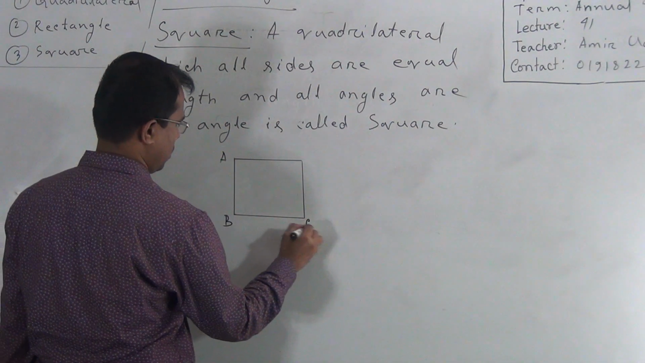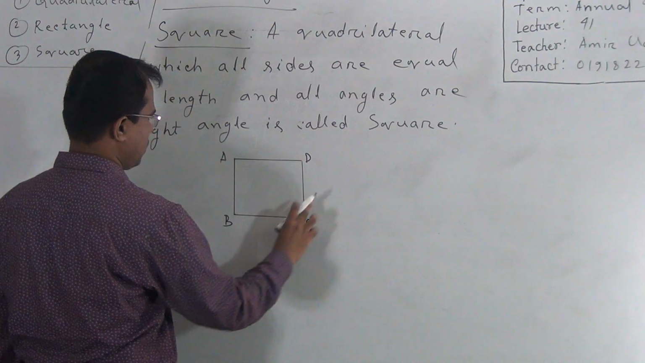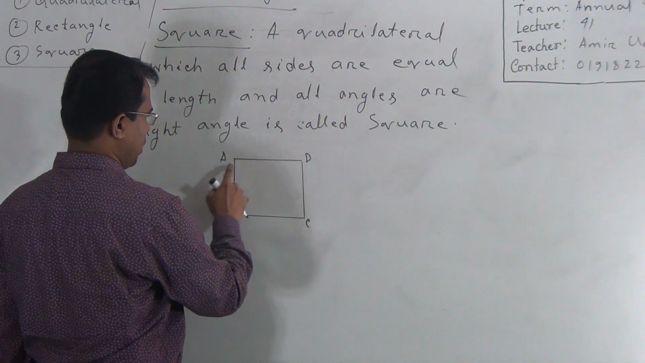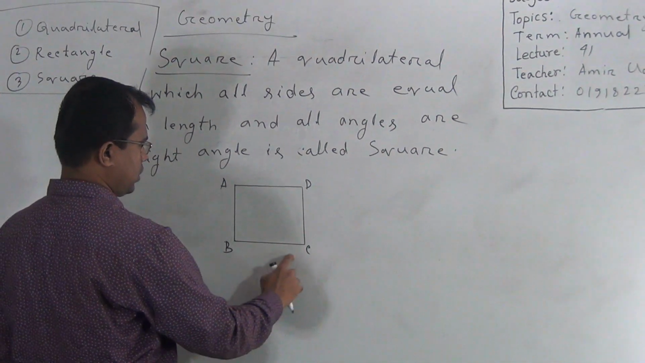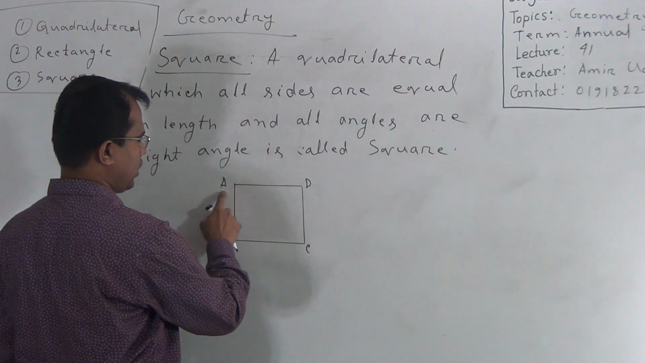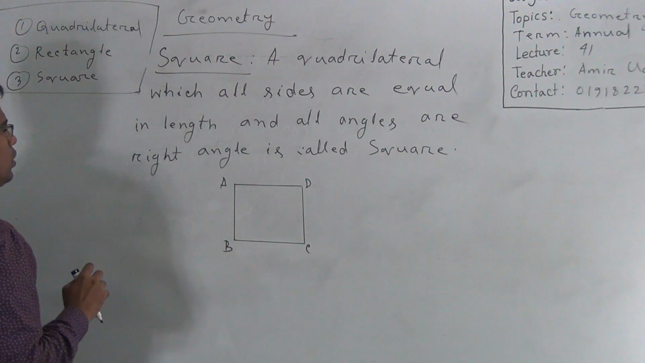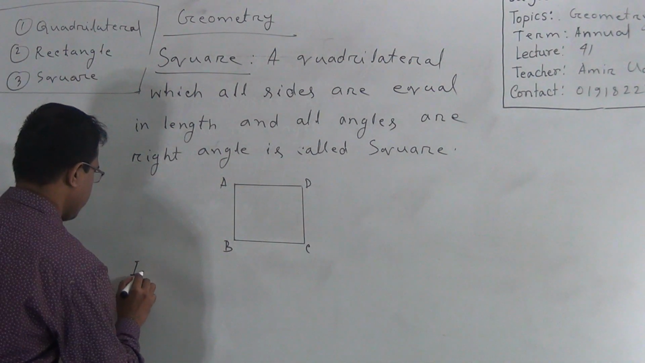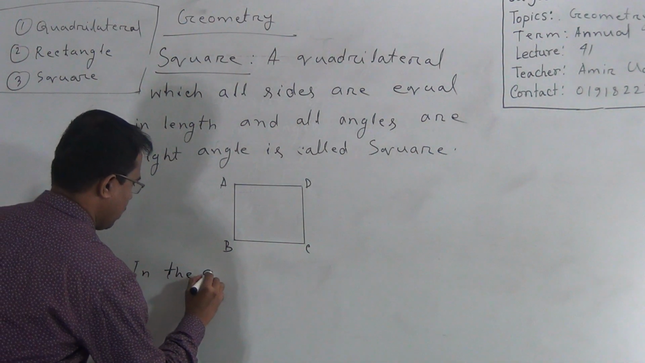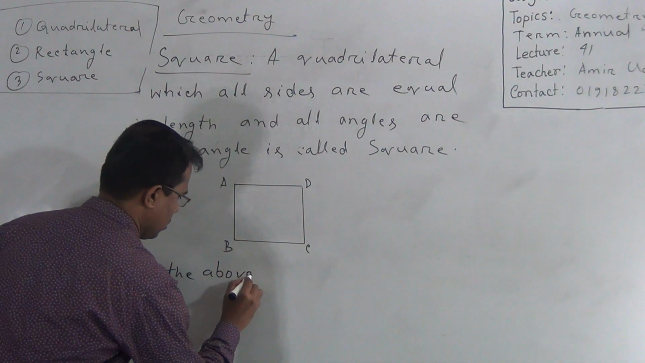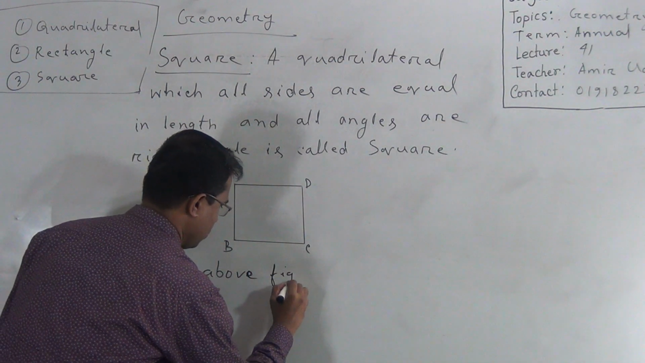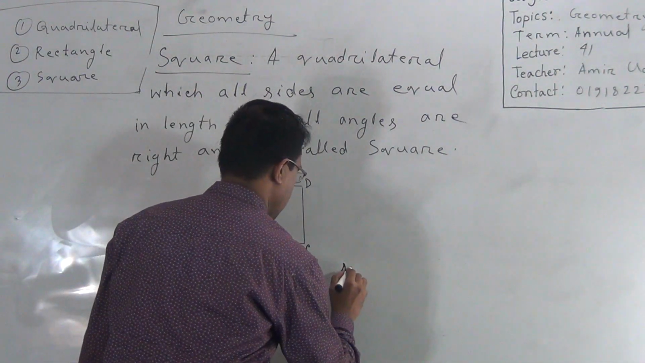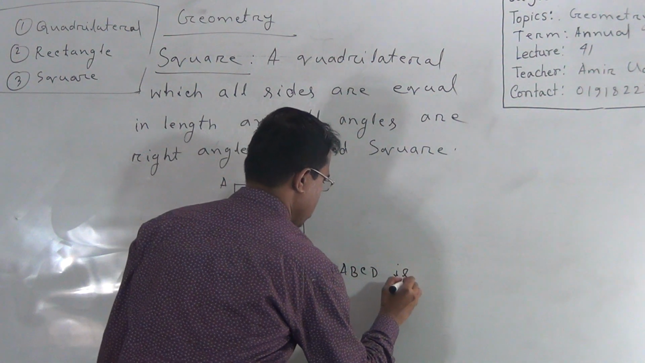ABCD. In this figure, AB, BC, CD, AD. All sides are equal in length and all angles are 90 degree. Here angle ABC is 90 degree, angle BCD is equal to 90 degree, angle CDA is also equal to 90 degree. So we can say that in the above figure, ABCD is a square.